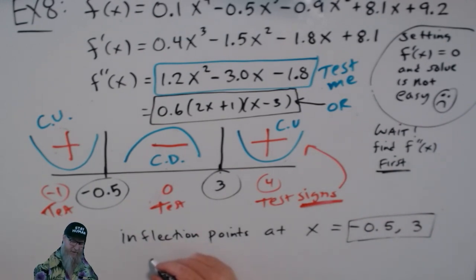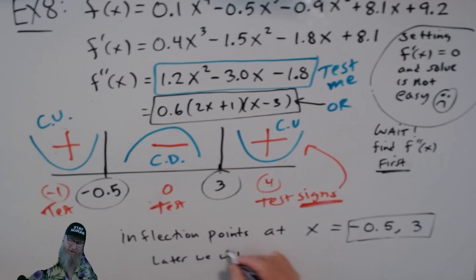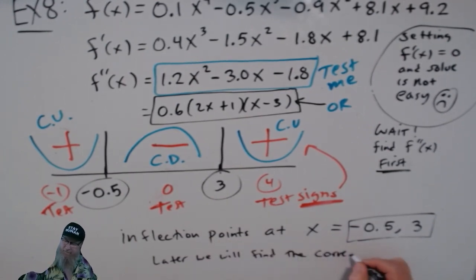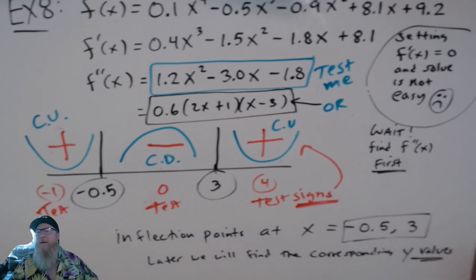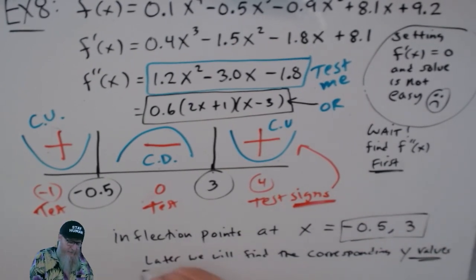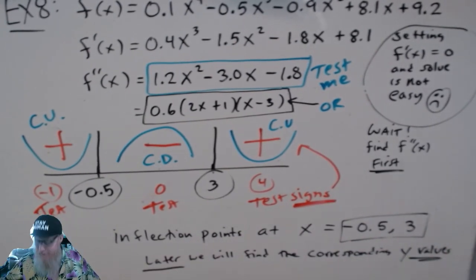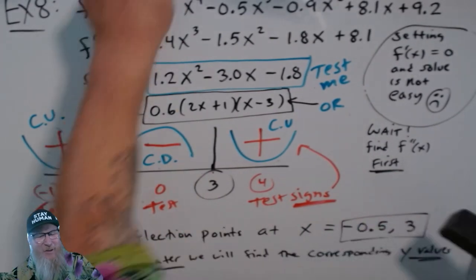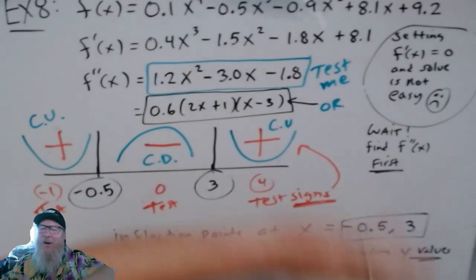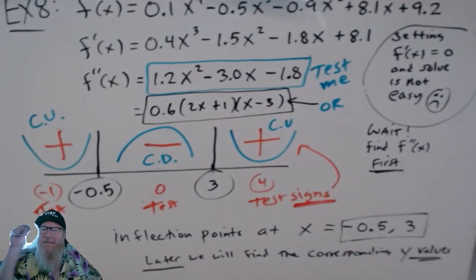Okay. Later, we will find the corresponding y's. All right, later. I've got a lot more work to do. Just for now, we know where they occur. That's good enough for now. Just knowing where they are is good enough. We can go dig them up later and find the actual values.